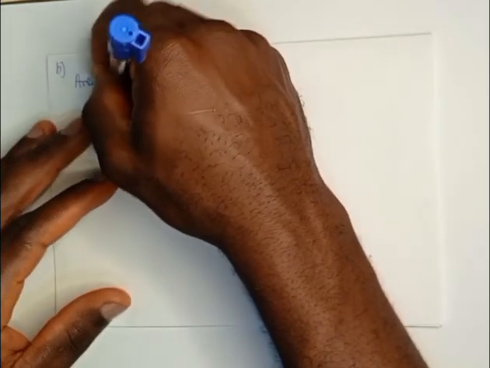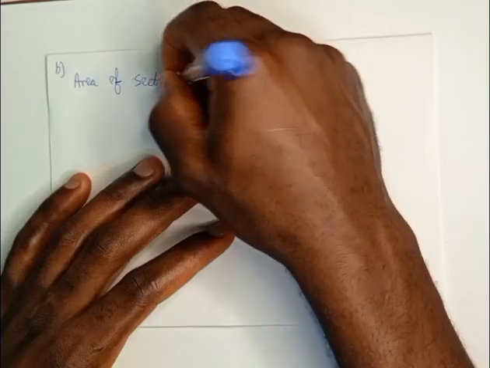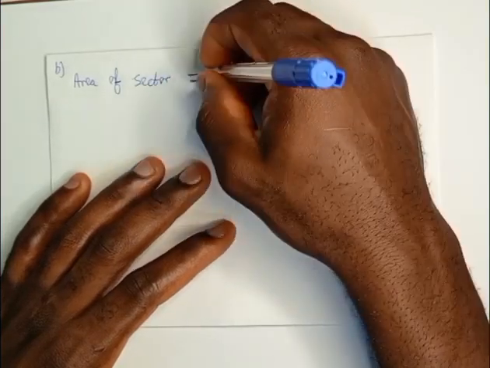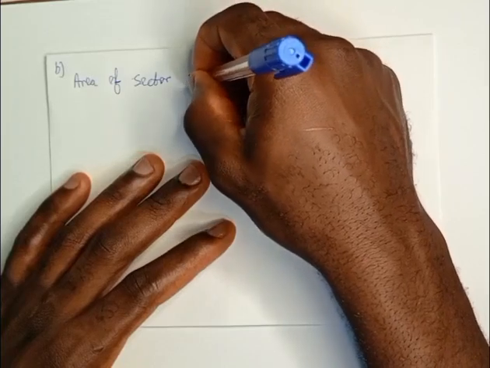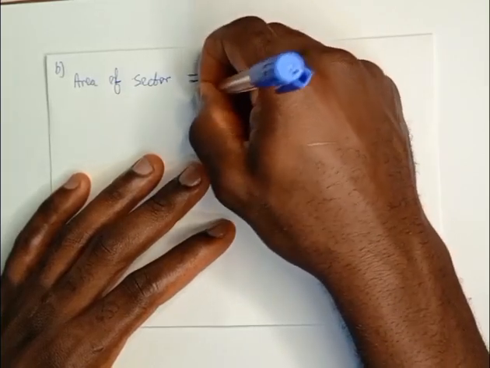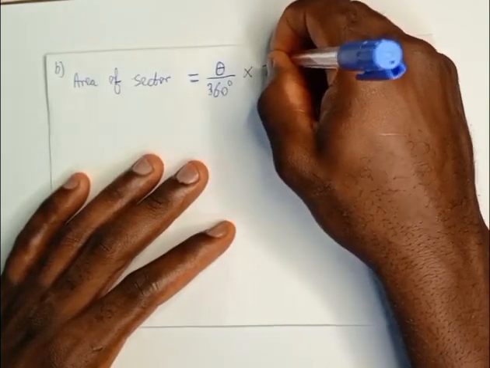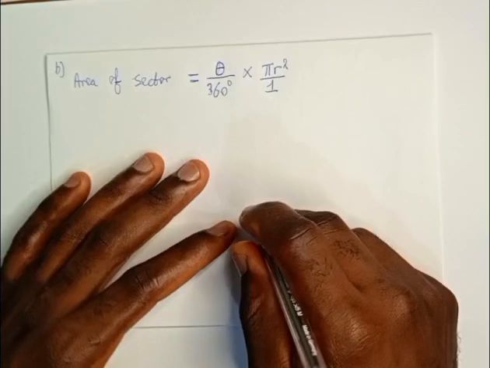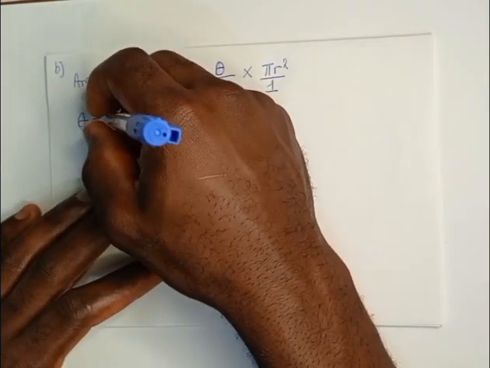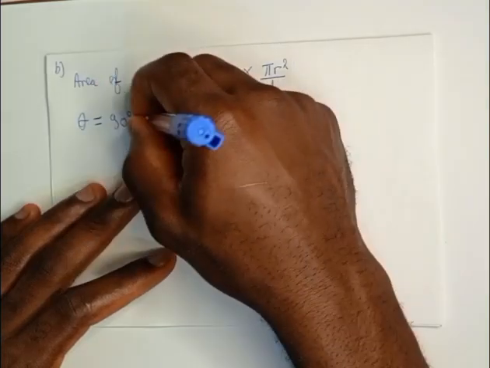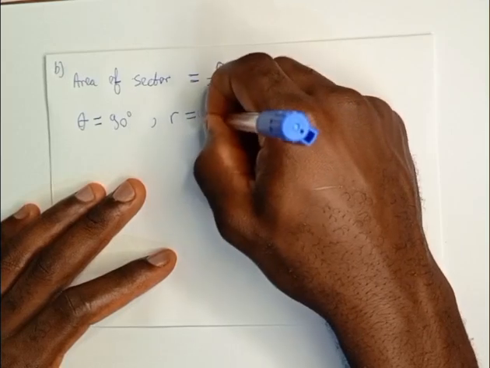Area of sector is given by, we are going to make use of this formula. We divide the angle which is obtained at the center by the radii by 360 degrees. Then we multiply the result by pi radius squared all over 1. From the question, the angle obtained at the center by the radii is 90 degrees. The radius is 5 centimeters.